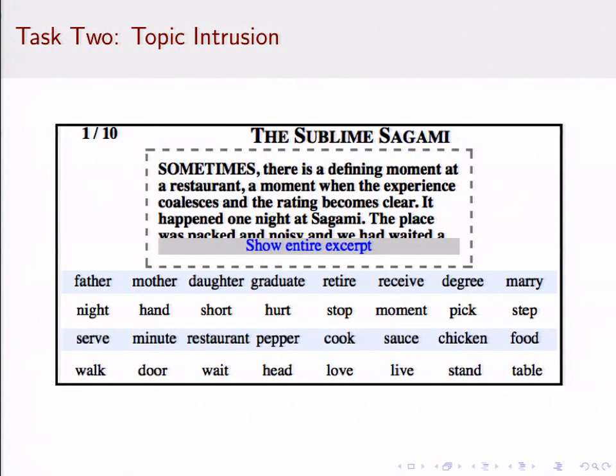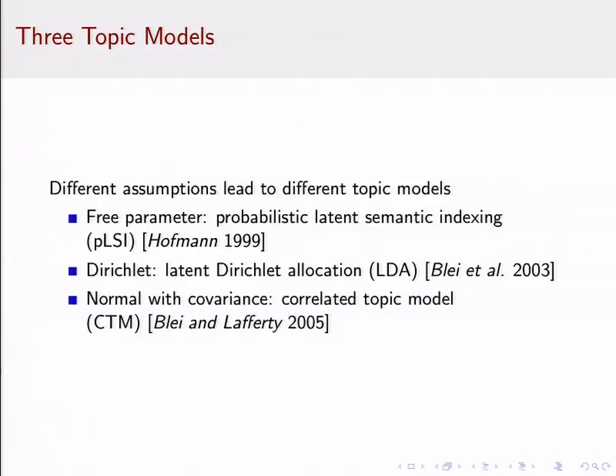And this is what this task looked like. You have the title of the document, the first 500 words, and they have to click on one of these rows of words to say it doesn't belong, like so. Okay, so those are our 2 tasks. Any questions on task number 2?